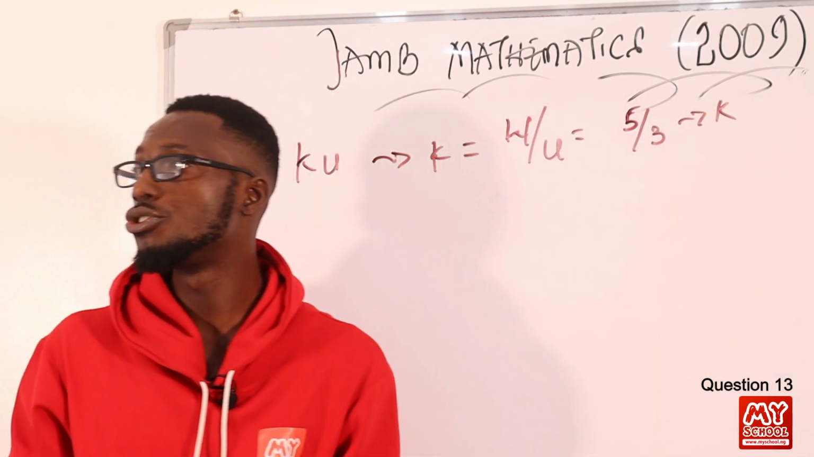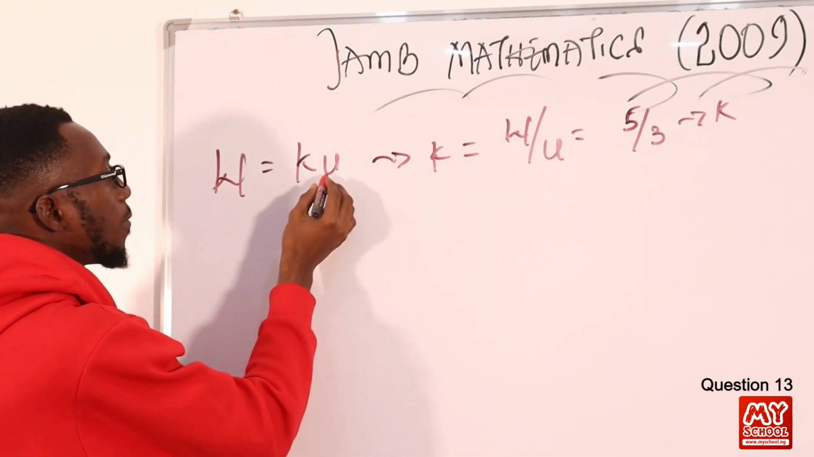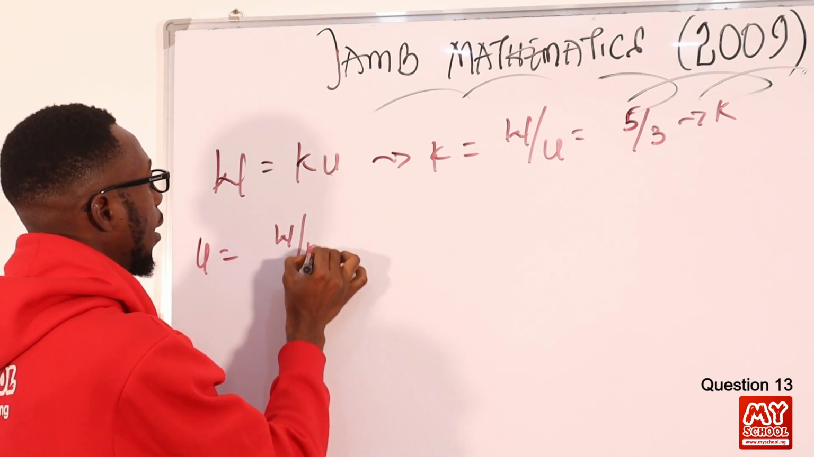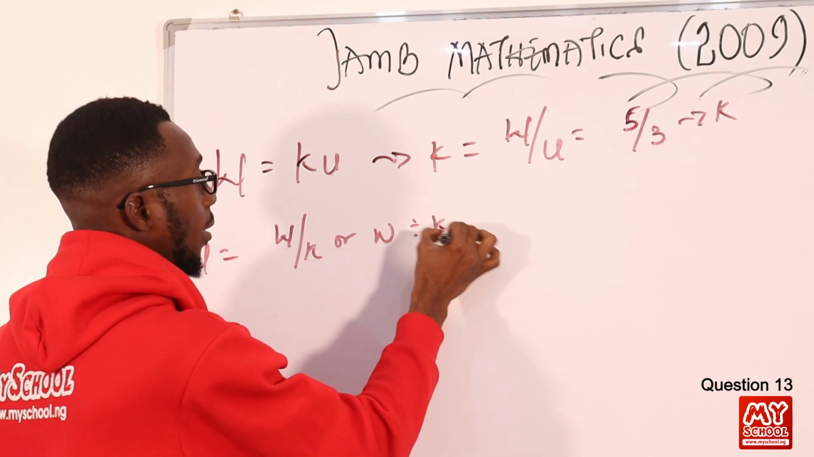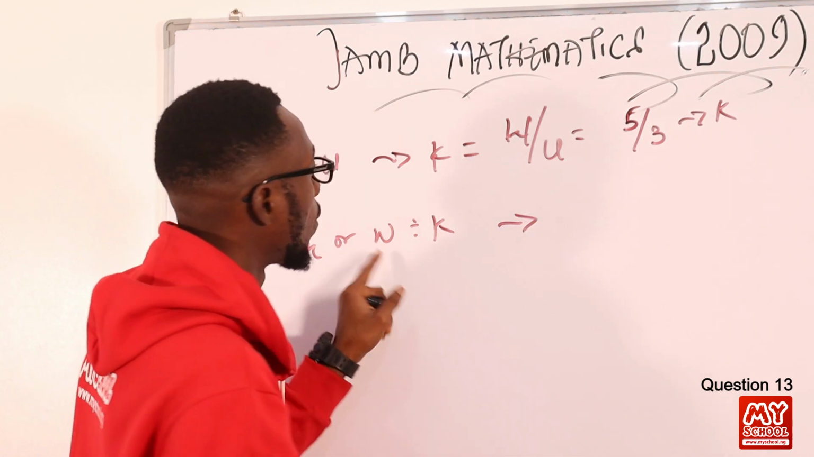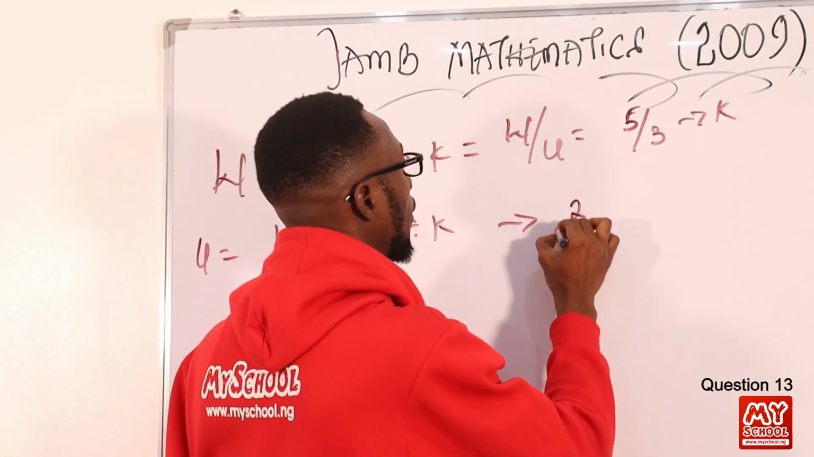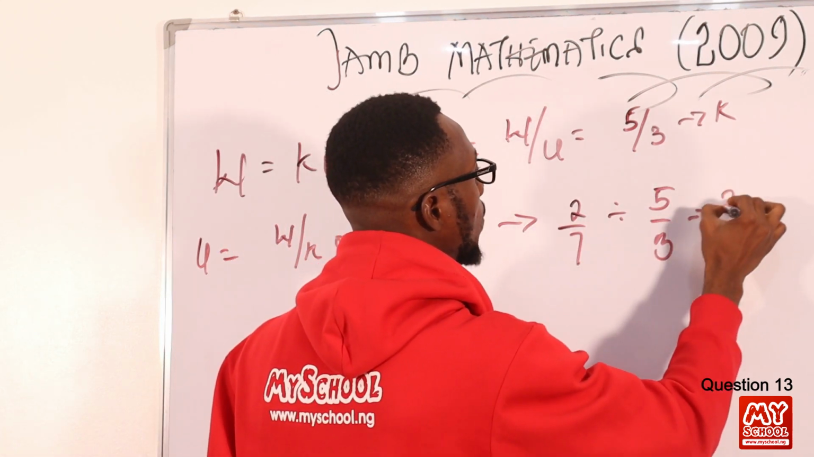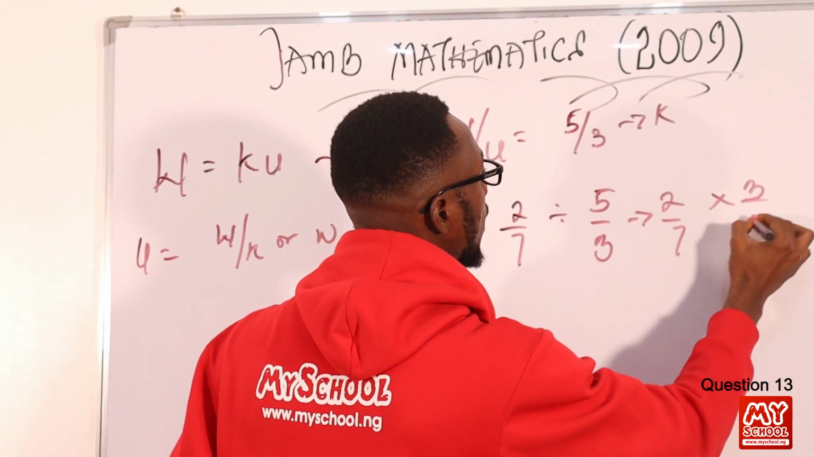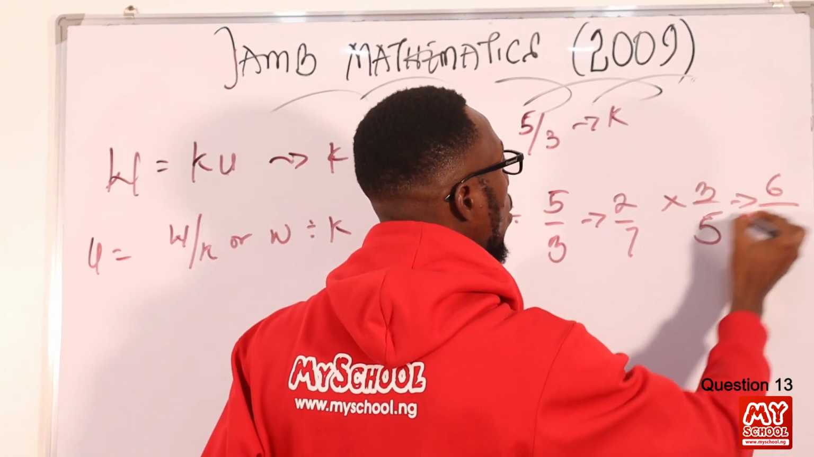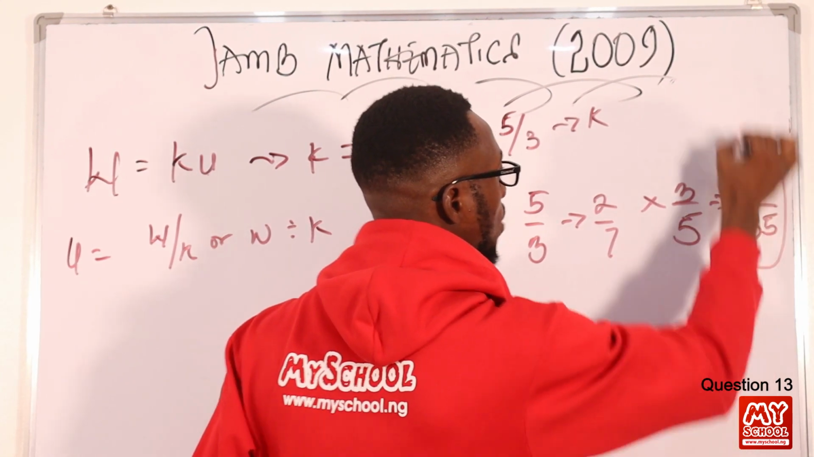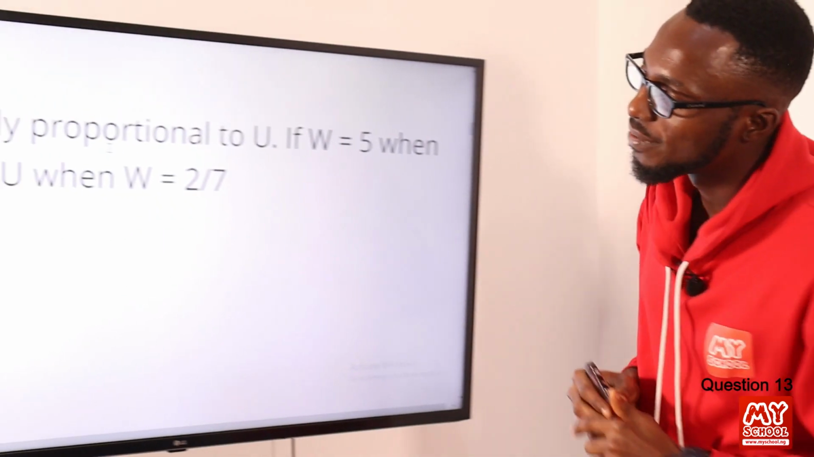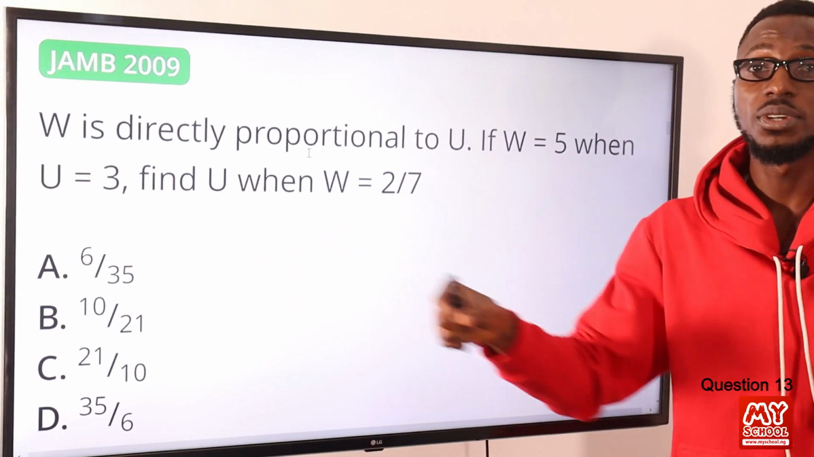Right here we are asked to find U. If we are finding U, that means U will be equal to W over K, or W divided by K. We are given the value of W as 2 over 7, divided by the value of K, which is 5 over 3. So that should give me 2 over 7 times 3 over 5. Basically I have 6 over 35. Let me see if I have 6 over 35 in the options provided. Join me as I move back to the screen. Very well, we can validate that with option A. So option A is the right option.